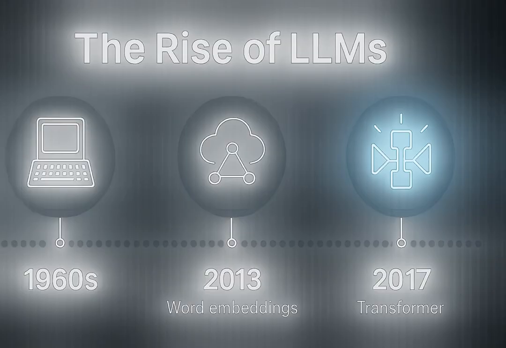Let's take a quick trip back in time. The idea of teaching machines to understand language started decades ago. Early models were simple. They could only handle short patterns. Then came breakthroughs like word embeddings, which helped computers understand words in context. Fast forward to 2017. A paper called Attention is All You Need introduced transformers, and boom! The age of LLMs began.